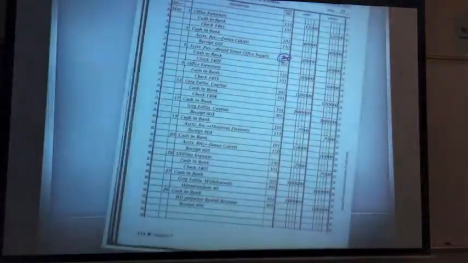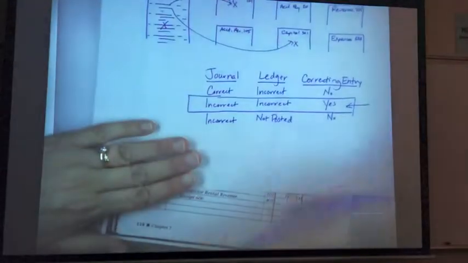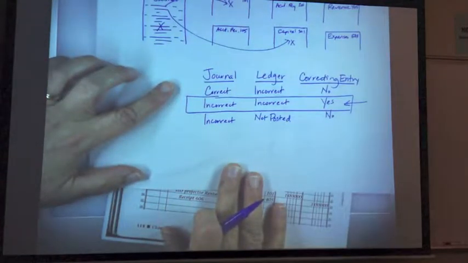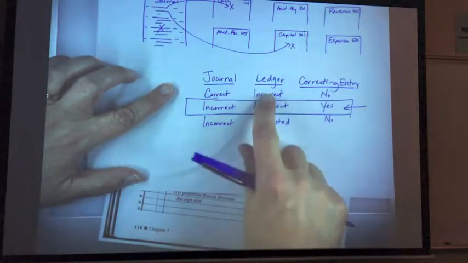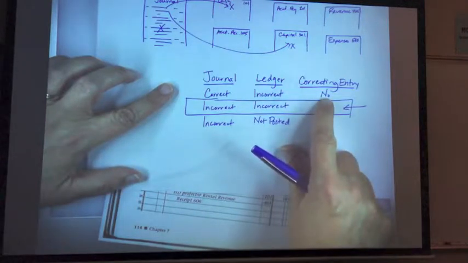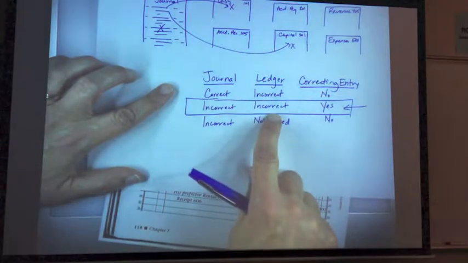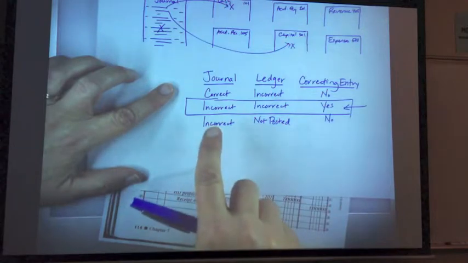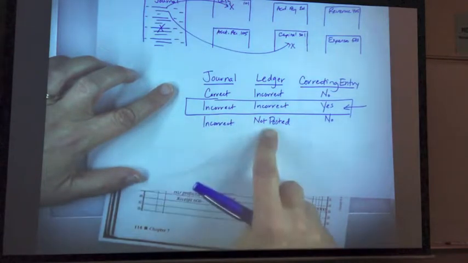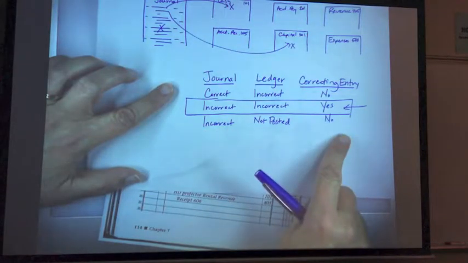This was just an illustration of how you might do a correcting entry. Once again, you don't have to do anything. You just need to be responsible for knowing when a correcting entry is needed. If it's correct in the journal and incorrect in the ledger, just fix it in the ledger and don't use a correcting entry. If it's incorrect in the journal and it's incorrect in the ledger as well, you do need a correcting entry. And then finally, if it's incorrect in the journal, but we haven't posted it yet, just fix it in the journal and you don't need a correcting entry.